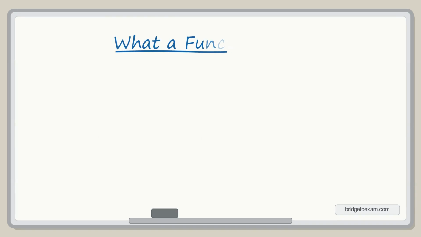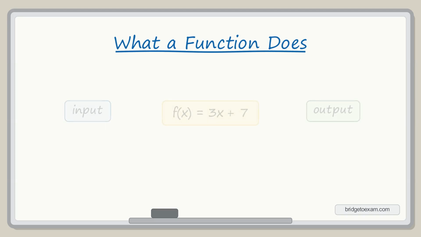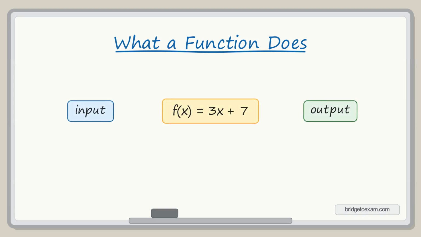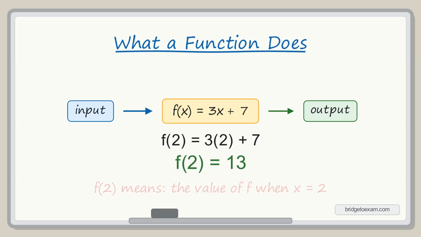A function assigns exactly one output to each allowed input. Function notation is not multiplication. For f of 2, the input is 2. Substitute 2 for x, and the output is 13.